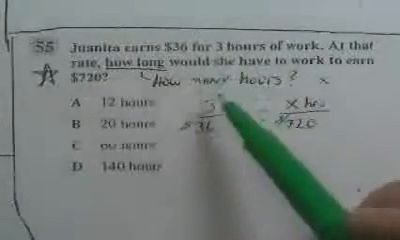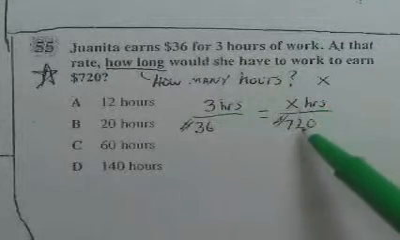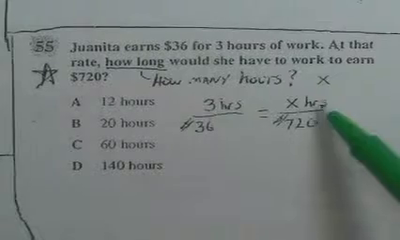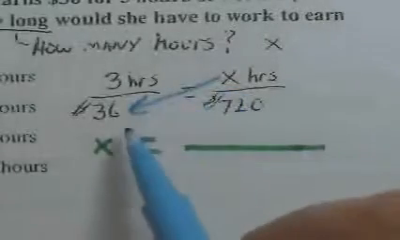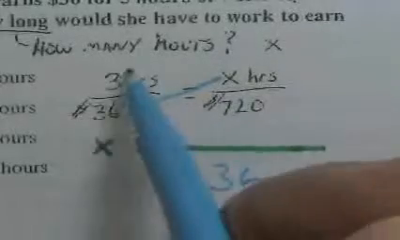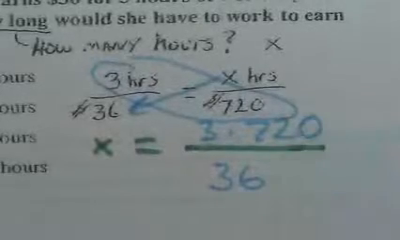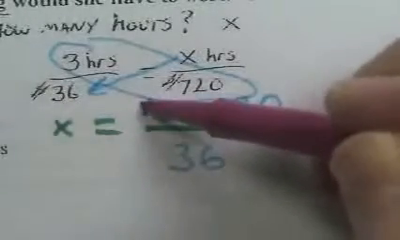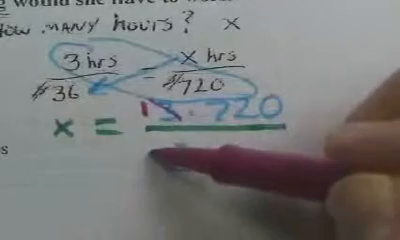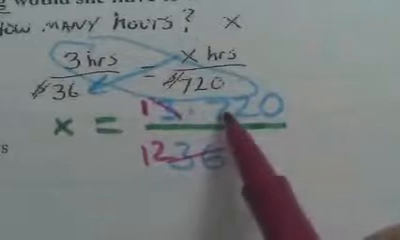Number 55, Juanita works 3 hours. She gets $36. How many hours does she need to work to earn $720? Notice that 3 will go into 36. Okay, 3 goes in here once. 3 goes into 36 12 times. So this is a 12. And I know that 12 will go into 72.